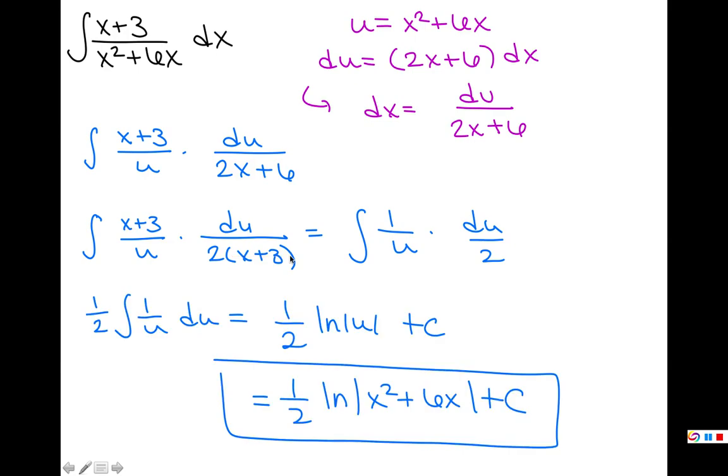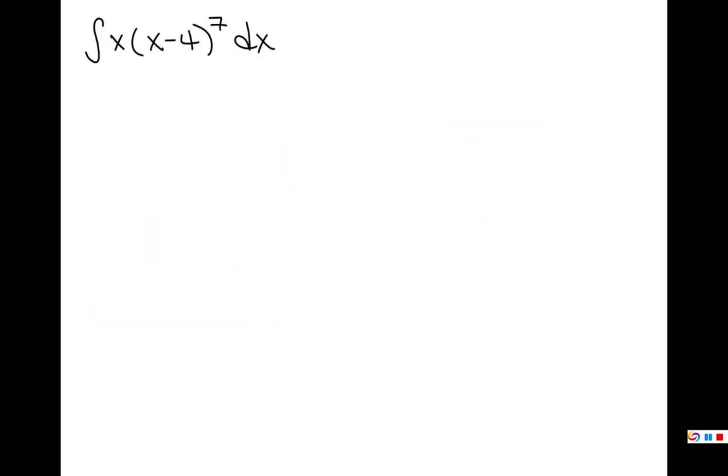So now we can integrate. We can pull that 1/2 out front, and we're left with a 1 over u du. The antiderivative of 1 over u is natural log of absolute value of u. So I've got 1/2 natural log u plus c. Finally, for our final answer, we're going to replace that u with the x squared plus 6x. So the final answer would be 1/2 natural log absolute value x squared plus 6x plus c. All right, let's keep going with the examples.